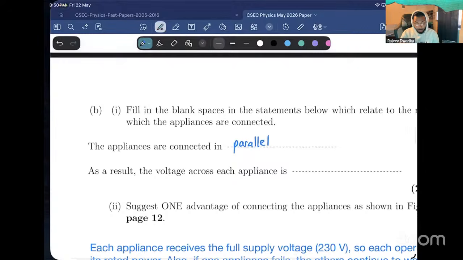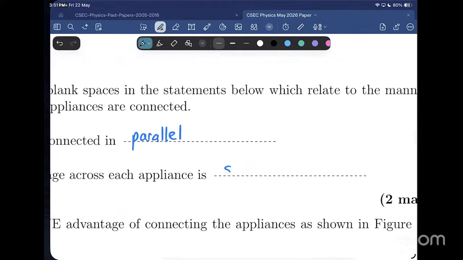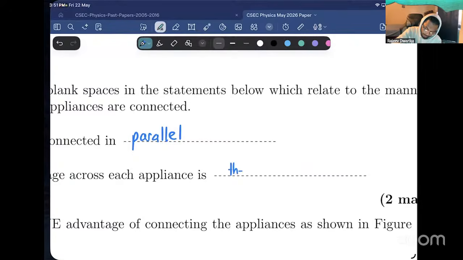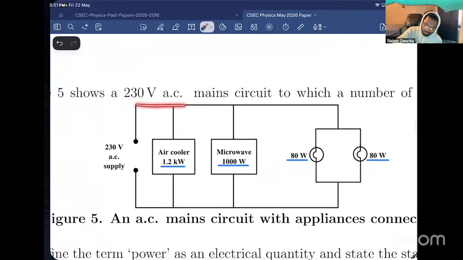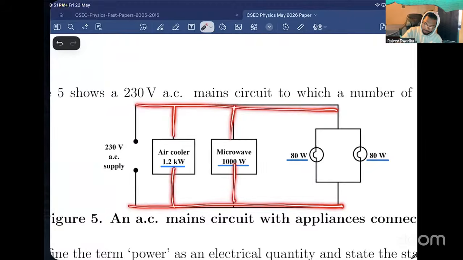As a result, the voltage across each appliance is what? In parallel circuits, the voltage across components is the same. Remember, I thought the answer was series. Now watch. You see, the voltage across each component is the same.